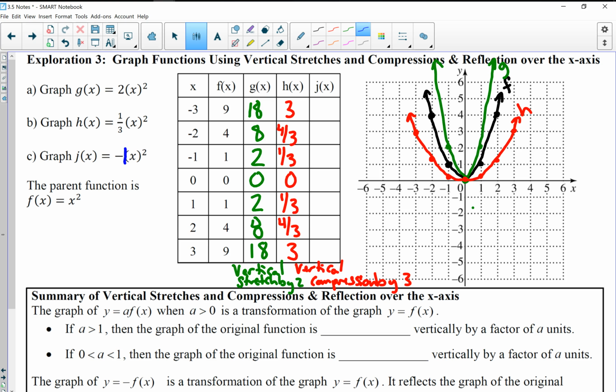Well, we'd still have all of our squared values, but they would get multiplied by a -1. So my 9 would become a -9. The 4 would become a -4. 1 becomes a -1. 0 doesn't change sign. 1 goes to -1, 4 goes to -4, 9 goes to -9. And then we can graph that.